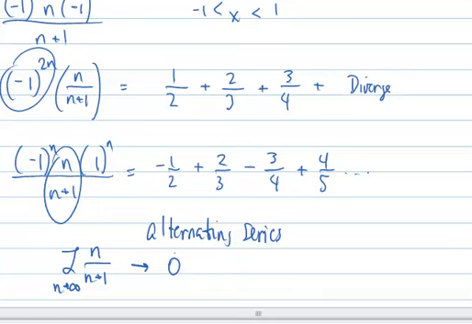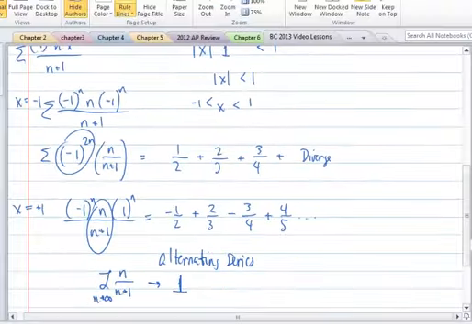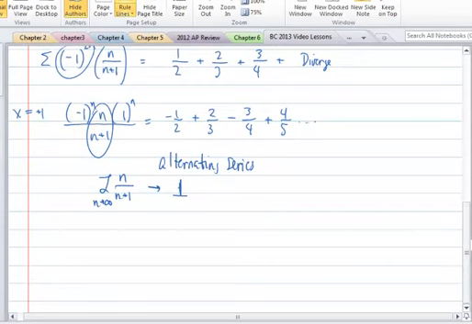You have to show that the general term, when it gets out to an infinite value, approaches 0, and this does not. This approaches instead 1. So as a result, this will not converge. So our interval of convergence is going to simply be from -1 to 1 without the endpoints included.